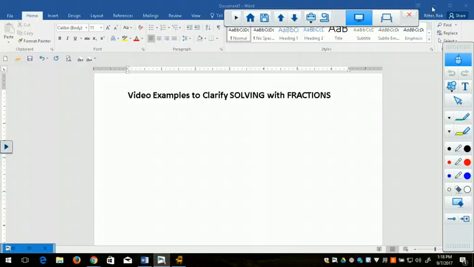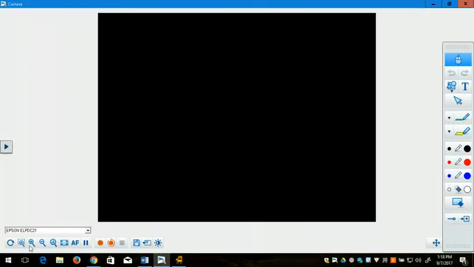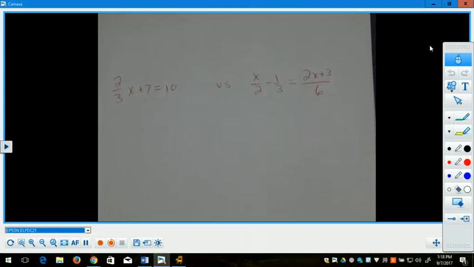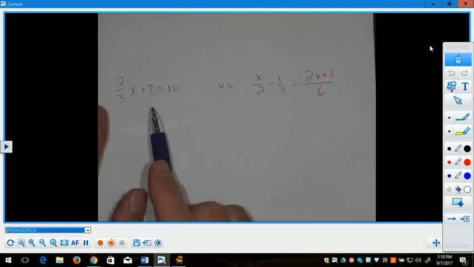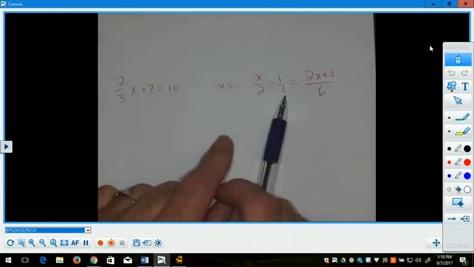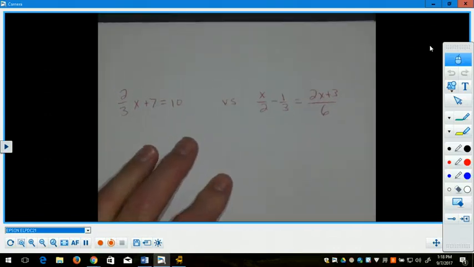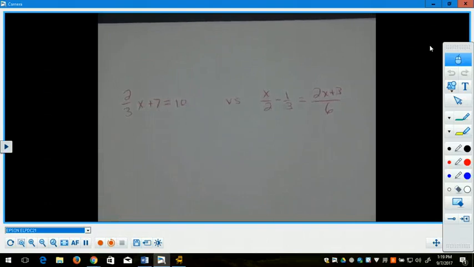So let me minimize this and maximize this. So we had two types of problems that we looked at today. One was like this and the other was like this. Now, these are not from your notes. These are other ones that I pulled or made up real quick. What I want you to notice is that there is a key difference between these two.